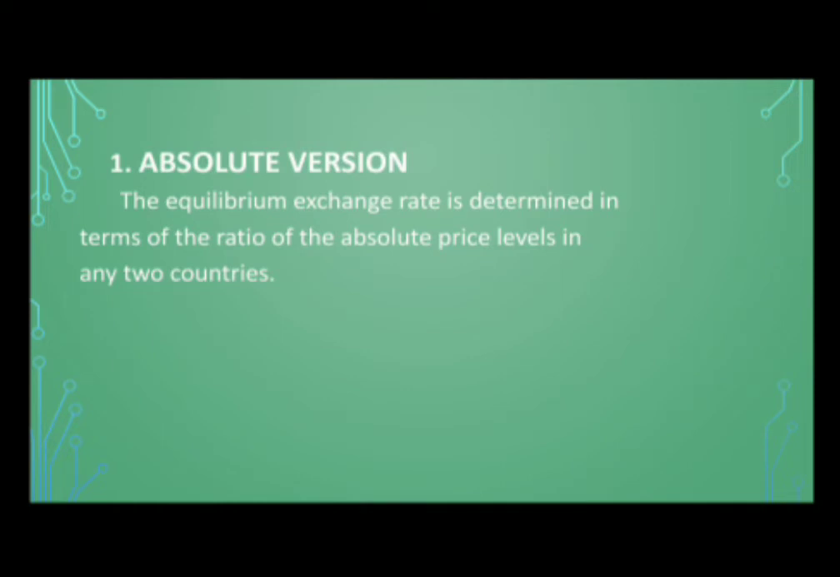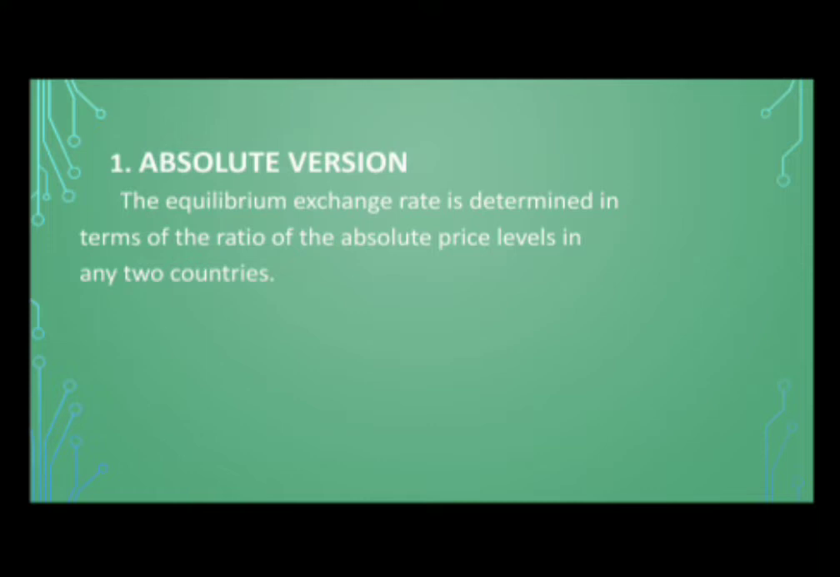In that, first one is absolute version. In absolute version, the equilibrium exchange rate is determined in terms of ratio of absolute price levels in any two countries. Purchasing power parity states that price levels should be equal worldwide when expressed in common currency. A unit of home currency should have the same purchasing power around the world.